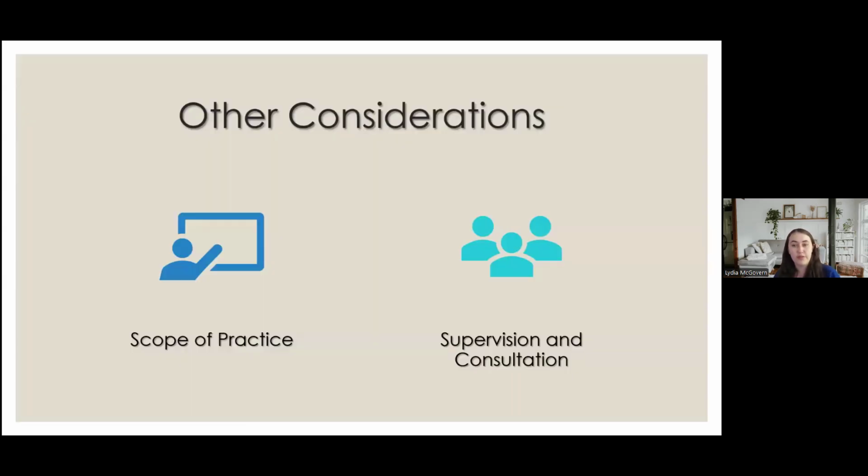Some other considerations, scope of practice is a big one. Working with people with BPD often requires more advanced training, more experience. So it's important to stay within your scope of practice, and supervision and consultation is important. Not all counselors are going to have the opportunity to work with a DBT team, but it's important to at least receive regular supervision and have that consultation when working with clients with BPD.